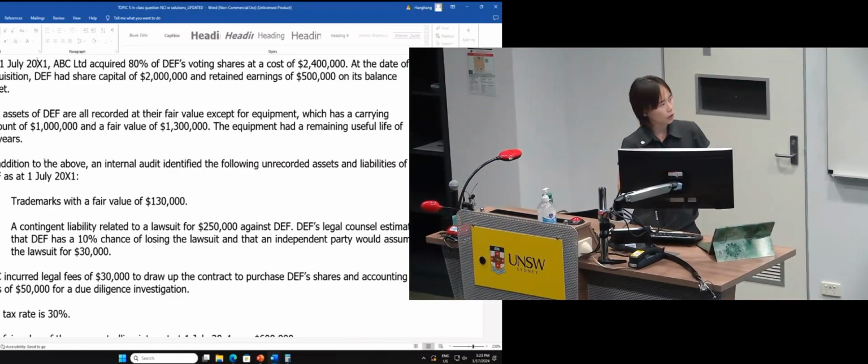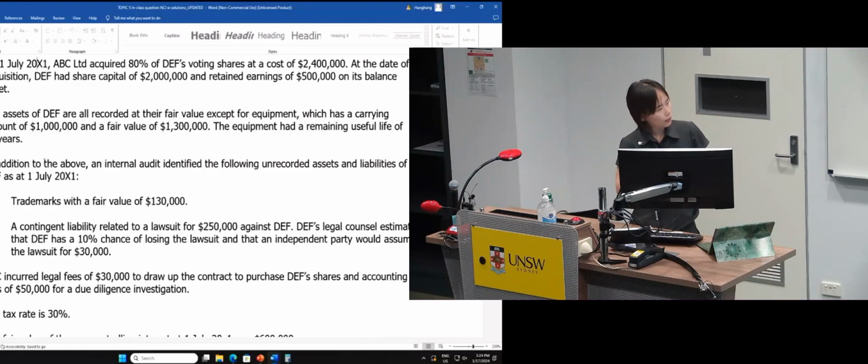So including trademarks, with a fair value of 130,000. And a contingent liability in relation to the lawsuit, assuming the existence of the present obligation. And the fair value of this contingent liability is 30,000. So what is the fair value of a liability? That is the amount a third party would pay to settle that liability, which is 30,000 in the question. Okay?